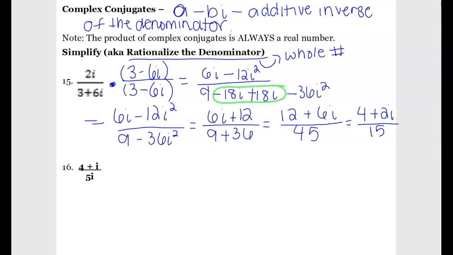Now, the bottom is a slight variation. So remember, it's the additive inverse of the imaginary part. So in this case, this is kind of like 0 plus 5i, which means the complex conjugate would be 0 minus 5i. But we know in math we don't need to write that 0 out. So in number 16, we're going to multiply the top and bottom by negative 5i.